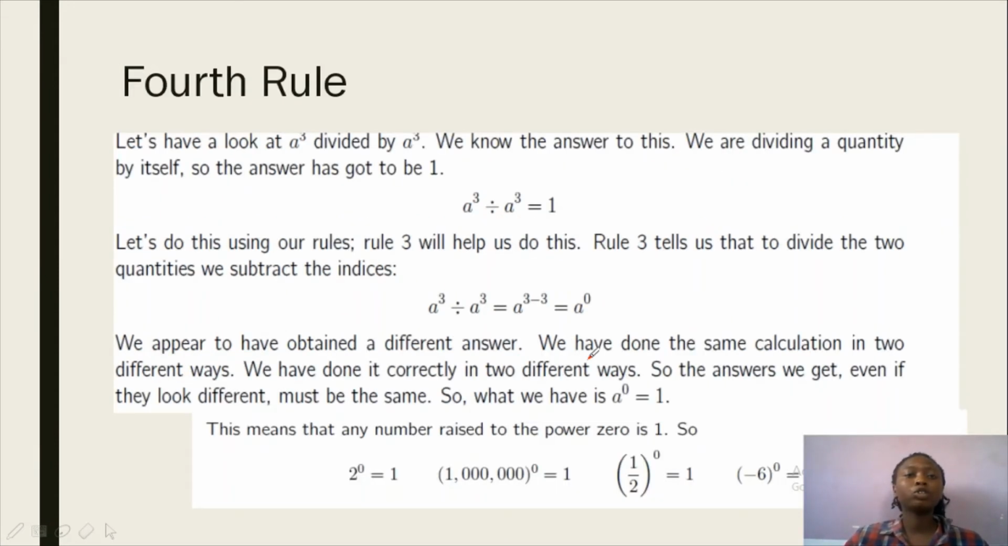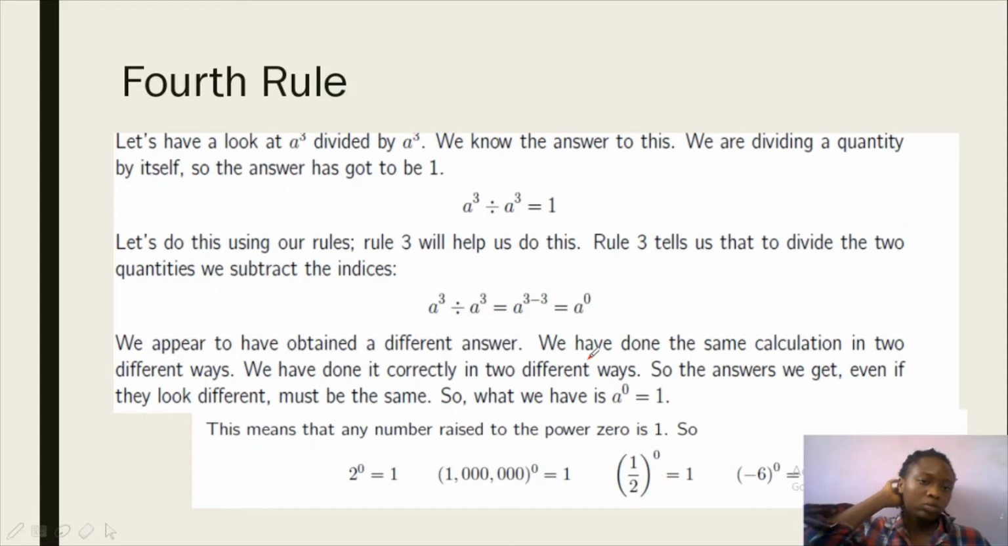Okay, so let's see the fourth rule. Let's have a look at a raised to the power 3 divided by a raised to the power 3. So now the exponents are the same. We know the answer to this. We are dividing the quantity by itself, so the answer has got to be 1, right? Yes, because a raised to the power 3 is the same as a raised to the power 3. I used to make this joke: you yourself divided by you yourself is 1. Anything divided by itself is 1.